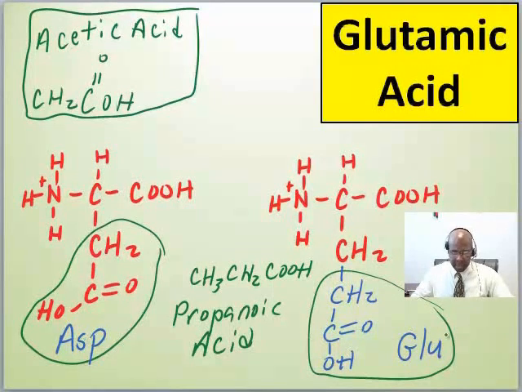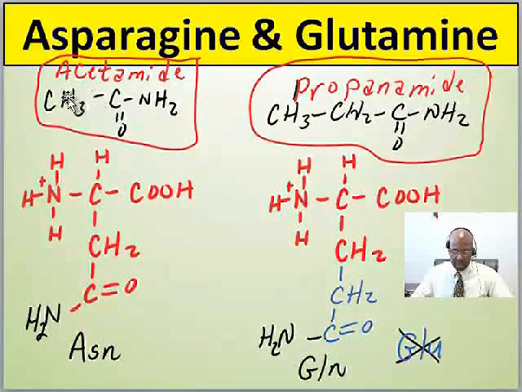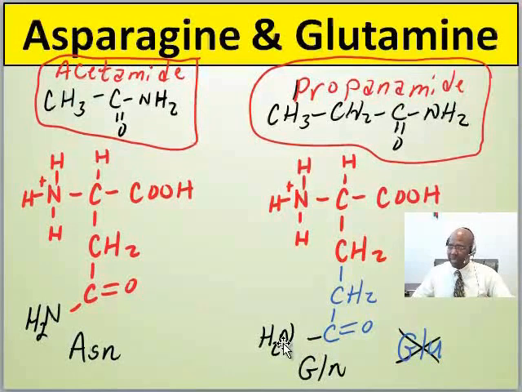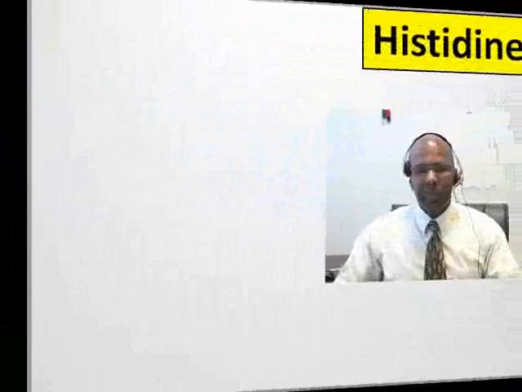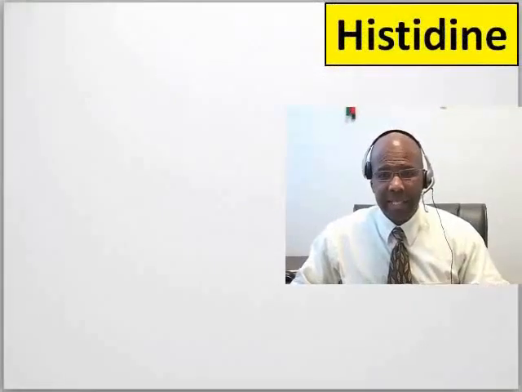aspartic acid, glutamic acid, acetamide, and propanamide. No, asparagine and glutamine. Those are our next 4 amino acids. Hope you're okay with those, because those were kind of tough. The next amino acid is going to be histidine.